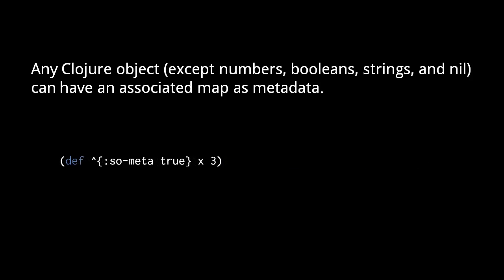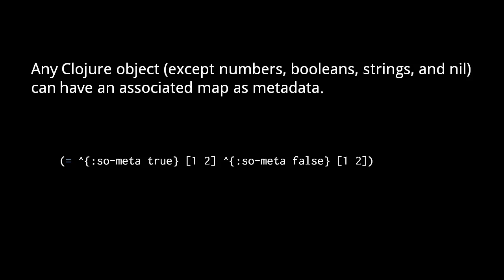Some special forms and macros treat elements with metadata in special ways. The def special form, for example, will attach the metadata of its symbol to the var of the def. So when this def form maps a symbol x to a var, it attaches the metadata of the symbol to the var itself.